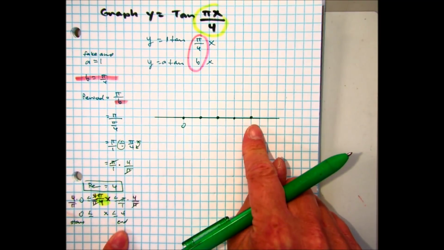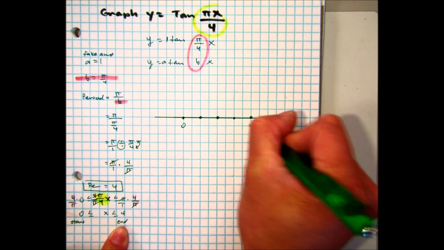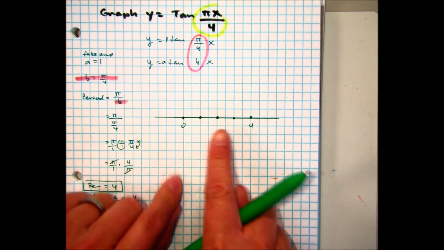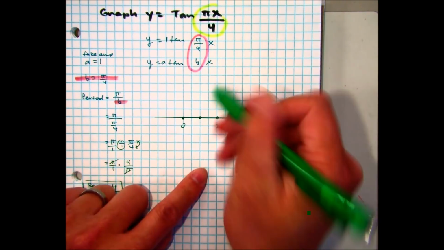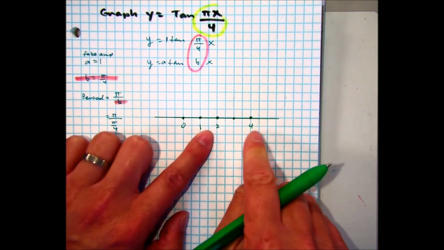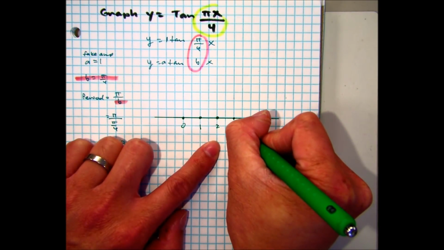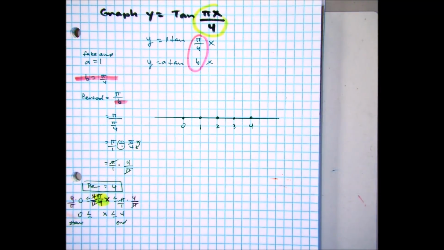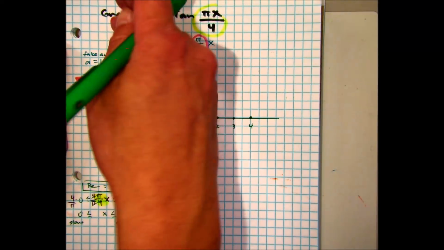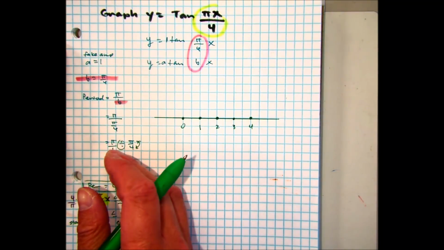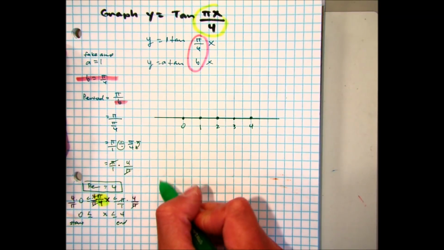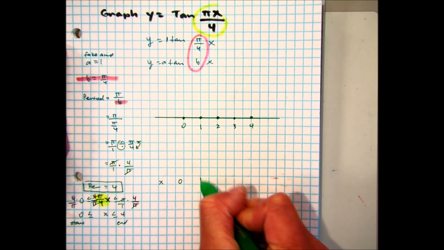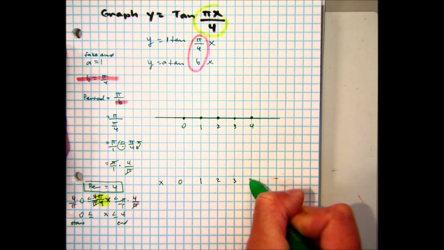In class, what am I going to write over here? 4. 0 plus 4 divided by 2? 2. 0 plus 2 divided by 2? 1. And 2 plus 4 divided by 2? 3. I found basically my A, B, C's, and D's and my periods. I found the intervals, and now I'm going to find my 5 x values: 0, 1, 2, 3, and 4.